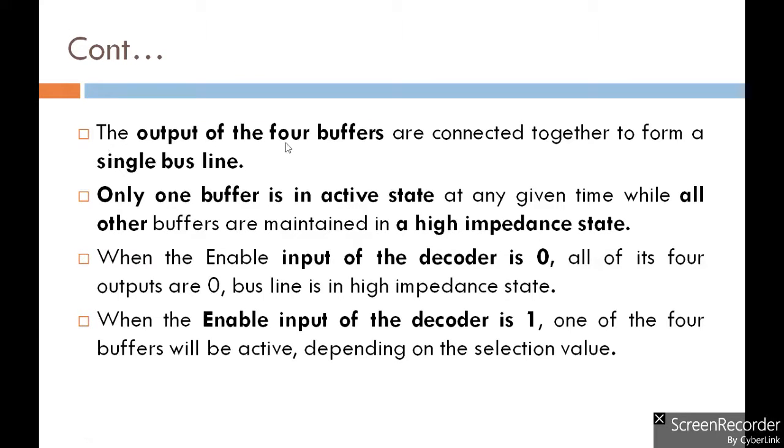The outputs of the 4 buffers are connected together to form a single bus line, as we have seen in our previous figure. And only one buffer is in its active state at any given time, right? And the remaining will be in their own high impedance states. So this is all about the tri-state buffer gate to implement a 4-line common bus system.